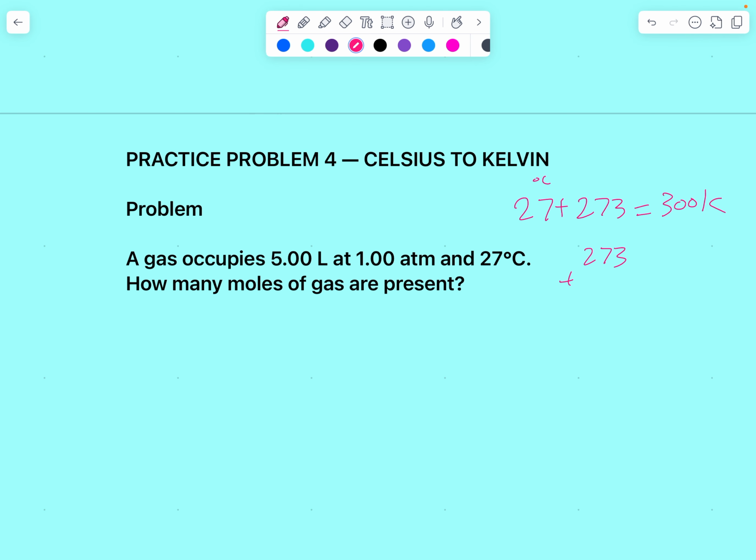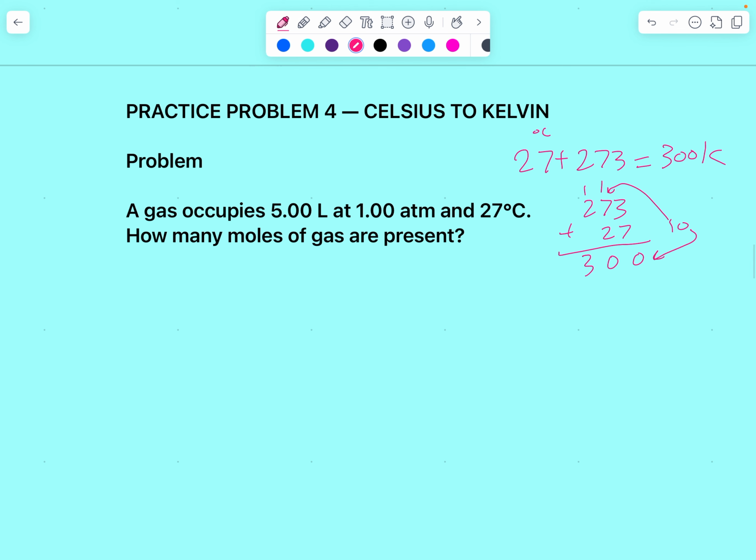Because look at this. What's 7 plus 3? 10. 0 goes down here, 1 goes up to the neighbor. What's 7 plus 1? 8. What's 8 plus 2? 10. 0 here, 1 up here again. 2 plus 1 is 3. 300. Okay. We never use Celsius in gas law equations. Can't express that enough.